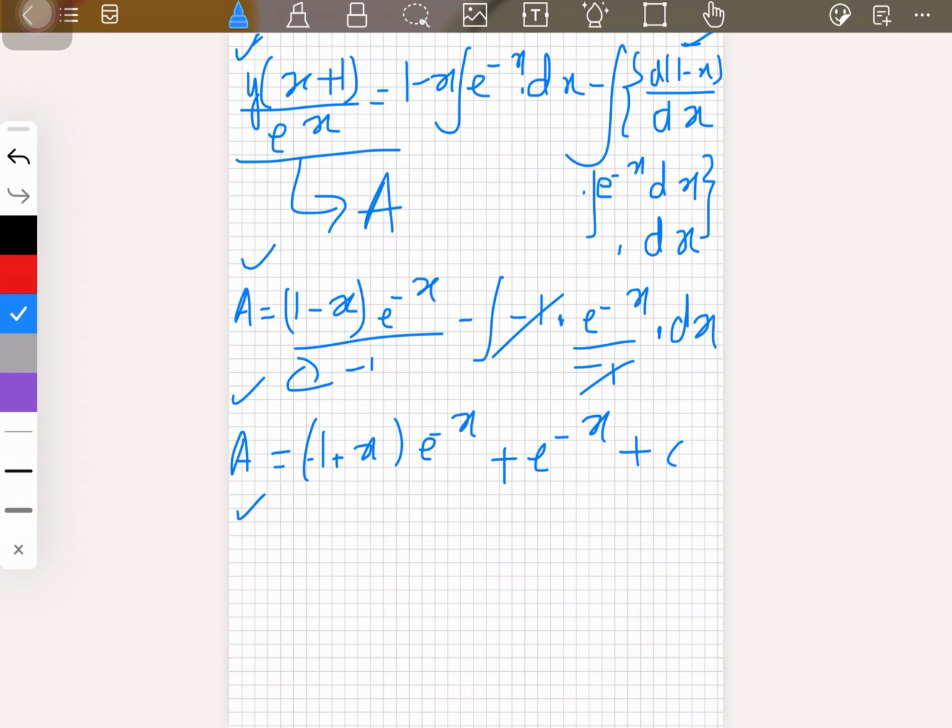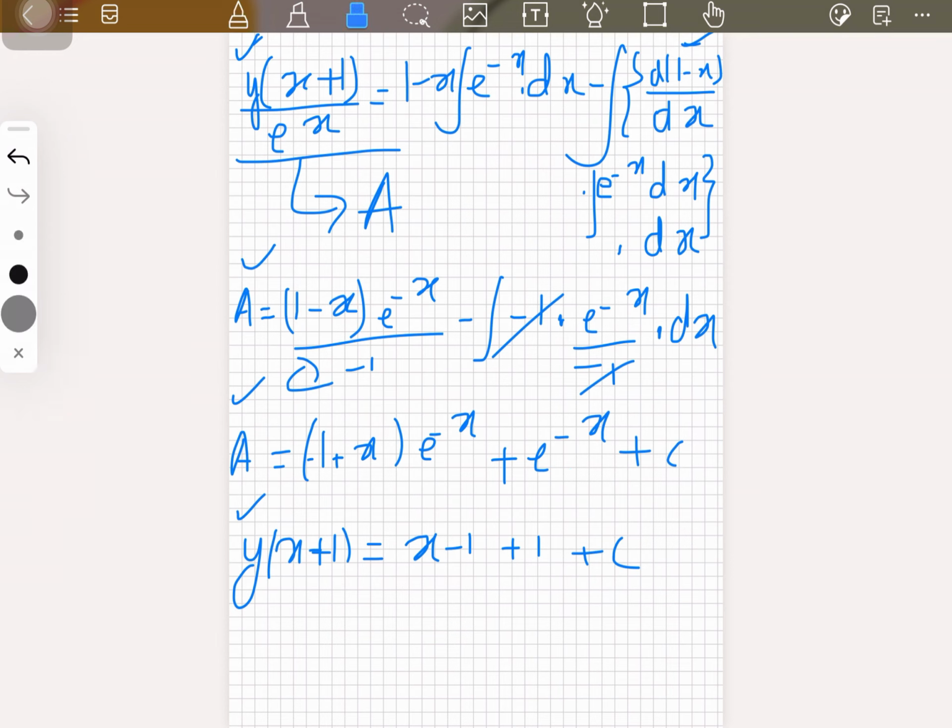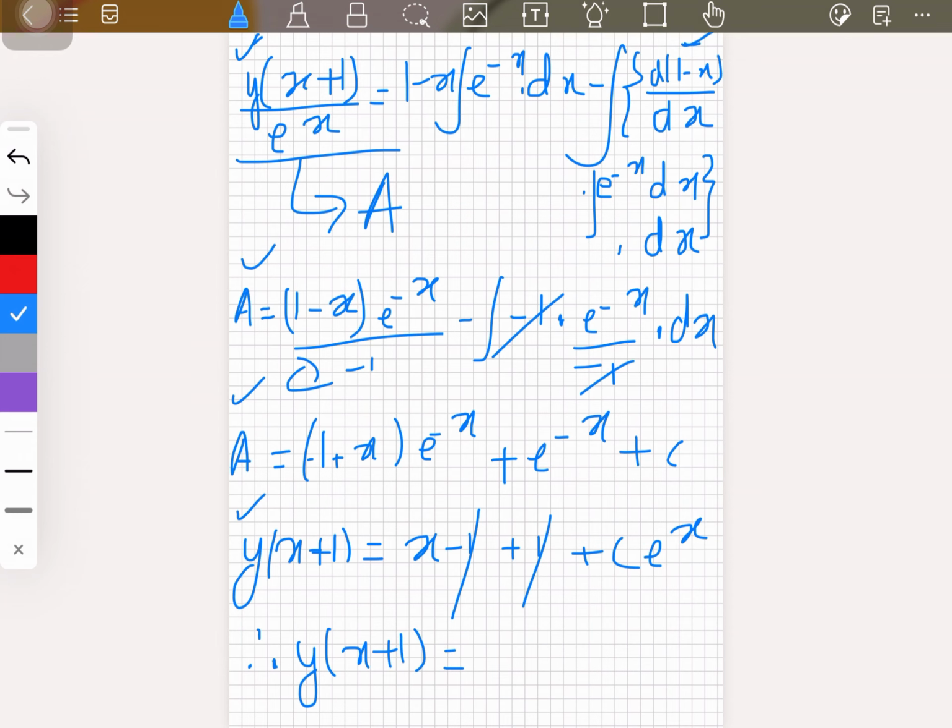Now let's replace the value of A. This is equal to e to the power x multiplies whatever is on the other side, so x minus 1 plus 1 plus c. This and e to the power x cancel each other out, and the same happens here as well, and c multiplied by e to the power x. So this minus 1 and plus 1 cancel each other out, therefore y times x plus 1 is equal to x plus c e to the power x. So there you go, this is the final answer to this question.